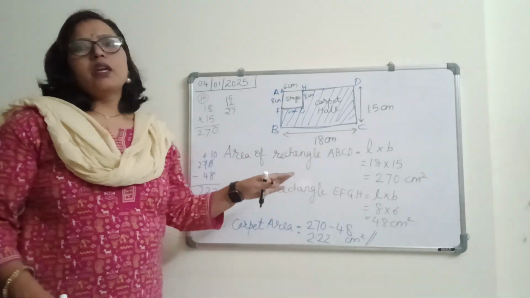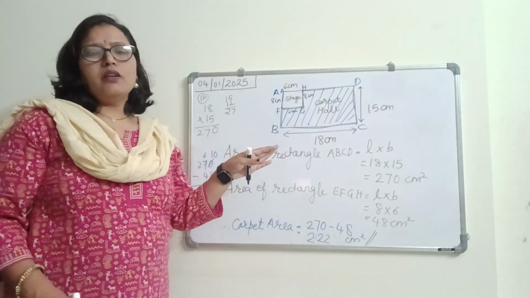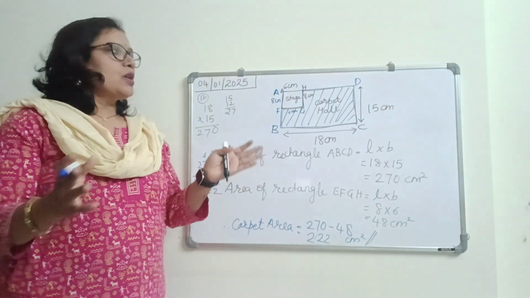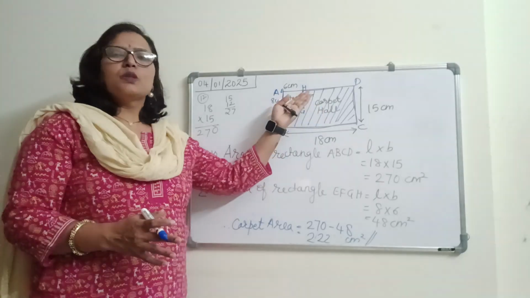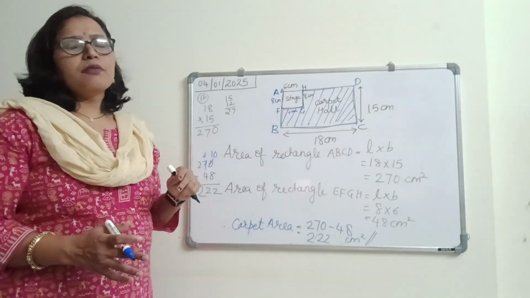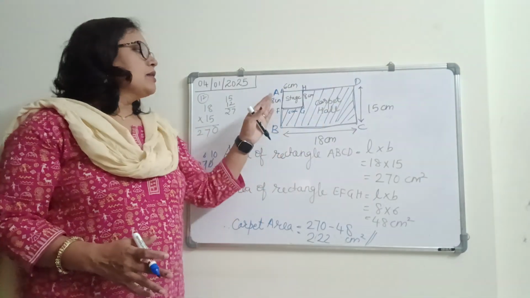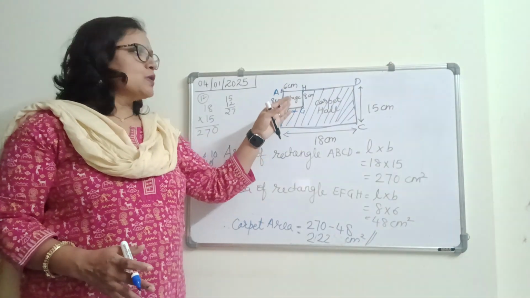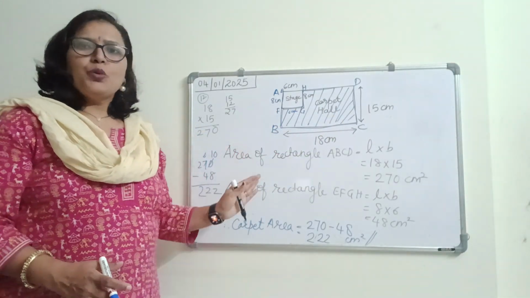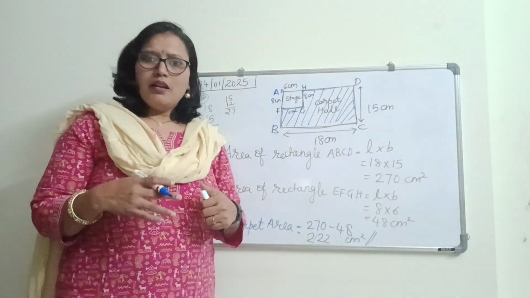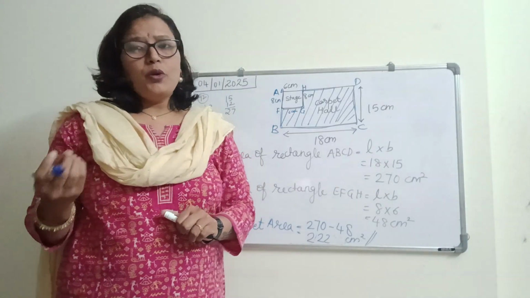So in this way you can find the area of any given figure when some portion is removed or some portion is added. Suppose this stage is in the center, even in that case you have to find the whole hall area and subtract the stage area. So you get only the carpet area. Hope you understand how we solve this problem. In the next class, I will move to more exercises.